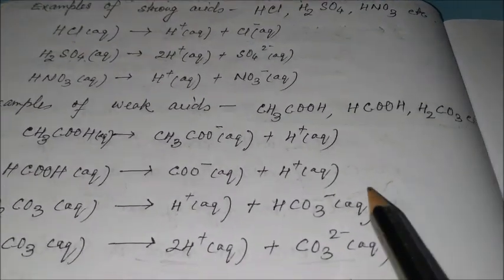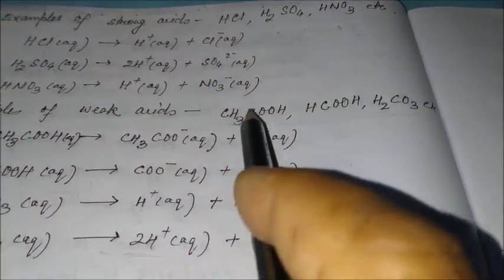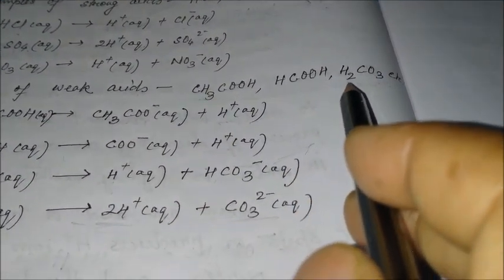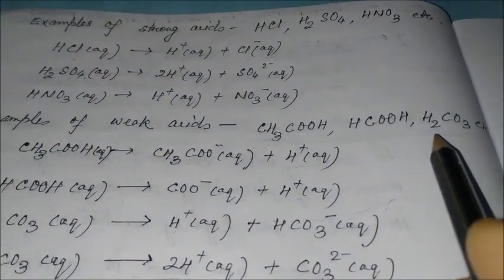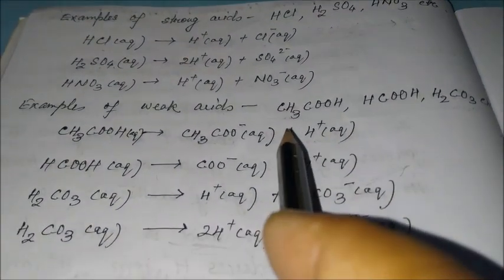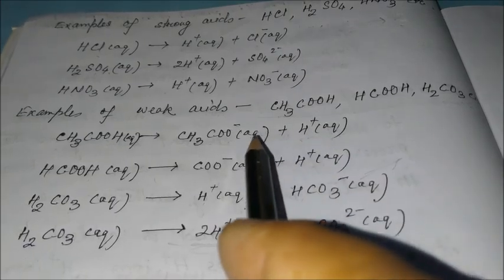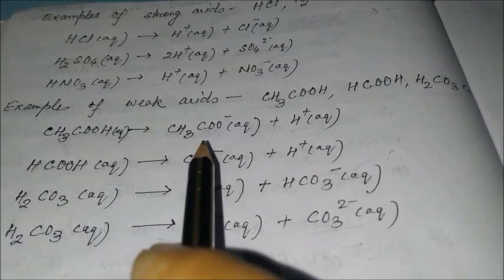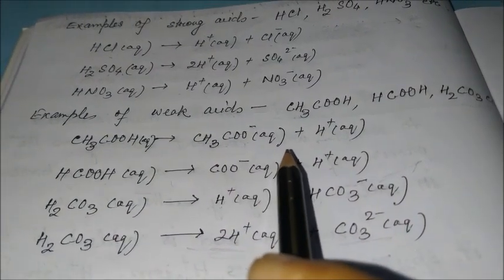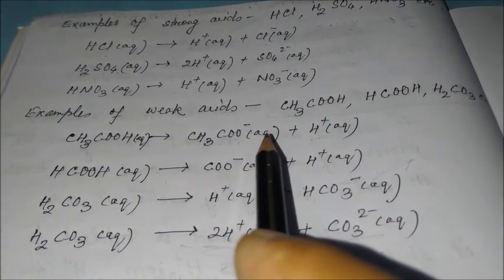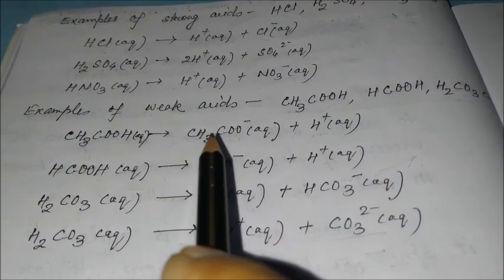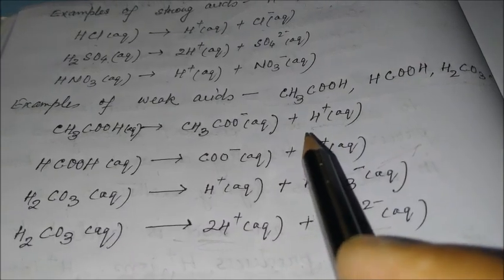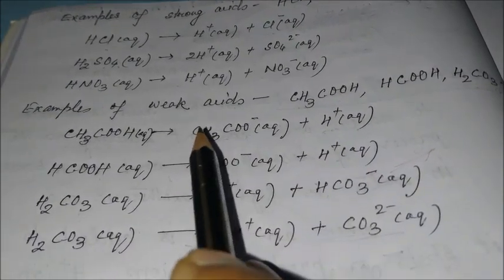Now about the weak acids, for example CH3COOH acetic acid, HCOOH formic acid, H2CO3 carbonic acid, these are the examples of weak acids. These acids dissociate partially in water, means lesser number of H positive ions are produced, means some part of the acid will remain undissociated in the aqueous solution and as a result lesser number of H positive ions are produced and the acid is the weak acid.